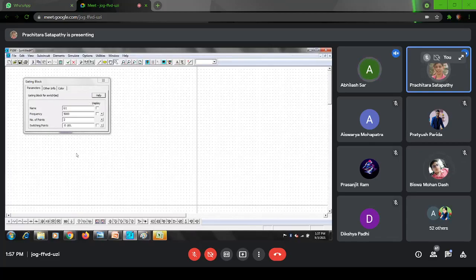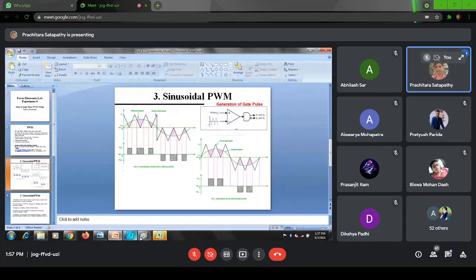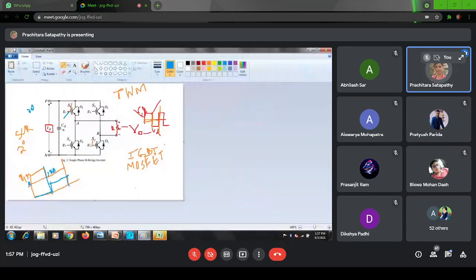Yes, ma'am. If we start at 0, then you have to give the gap of 180 degrees. Understood? Yes, ma'am. So for G1, the switching points will be 0 to 180 degrees.